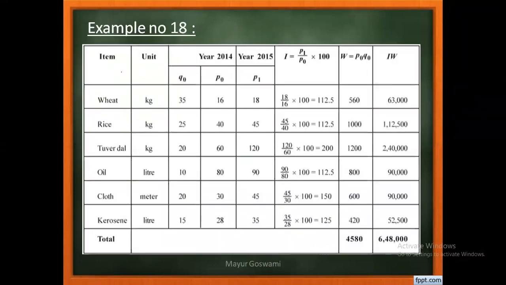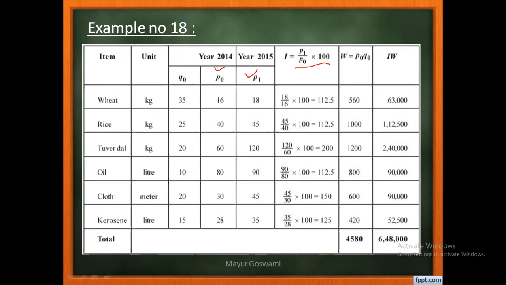Now, the next method is the family budget method. Again, we have Q0, P0, P1, but the formula for the family budget method is sigma IW upon sigma W. So first you require I. To find I, we have the formula P1 upon P0 into 100. So this is your P1, this is P0. 18 divided by 16 into 100, 112.5.